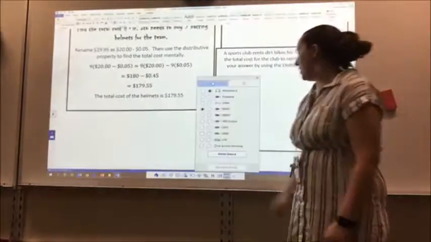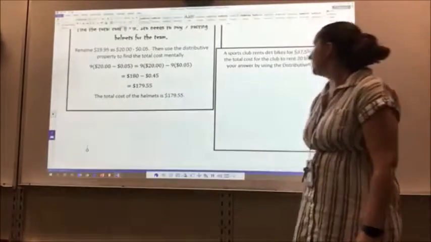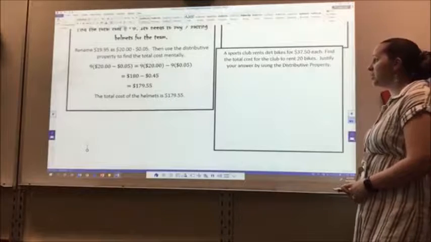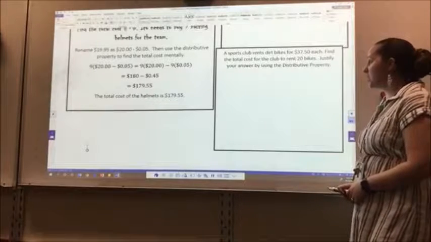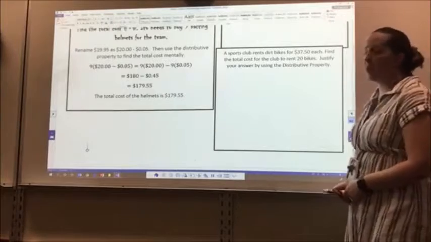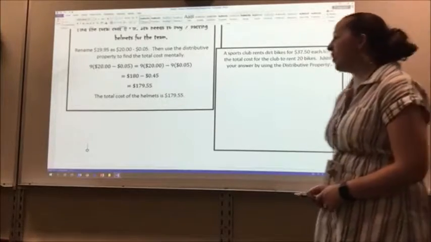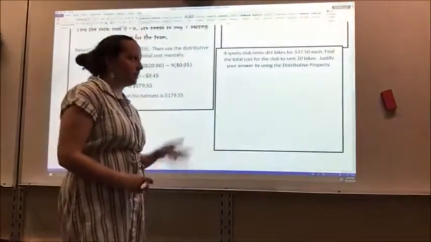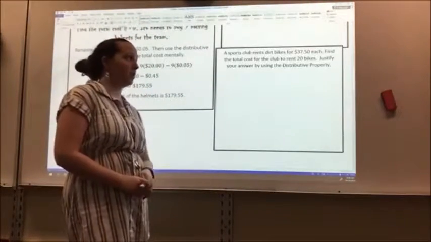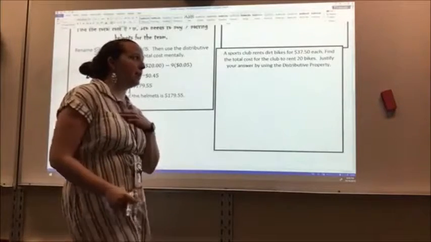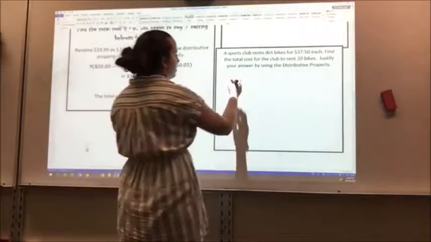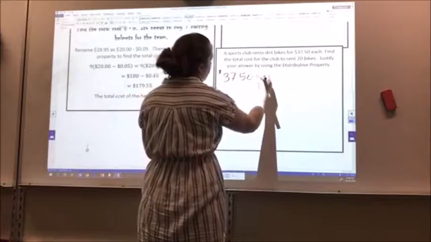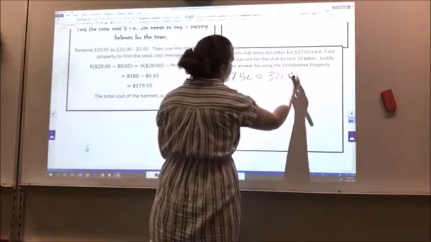All right, my last question on this page is a sports club rents dirt bikes for $37.50 each. Find the total cost for the club to rent 20 bikes. Justify your answer by using the distributive property. So I can rewrite $37.50 in several different forms, whichever one is easiest for you. I'm going to rewrite it as $37.50 can become $37 plus 50 cents.